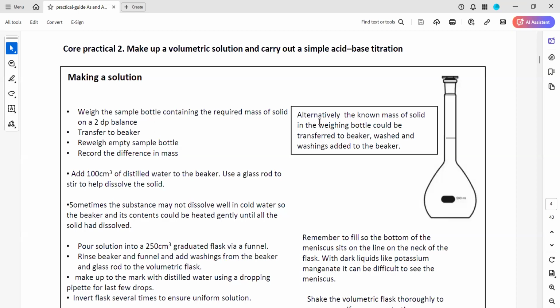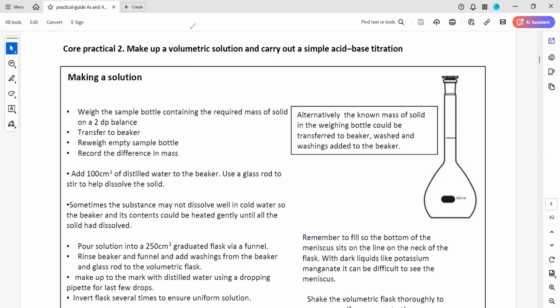So we have core practical two. What is core practical two? Make up a volumetric solution and carry out a simple acid-base titration. How can we make a solution, practically how it is done? This is a very important experimental procedure to make up a solution.